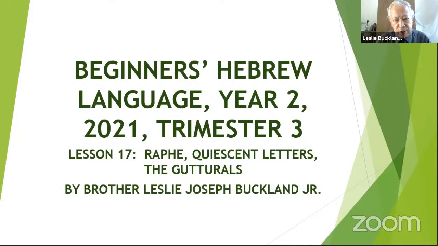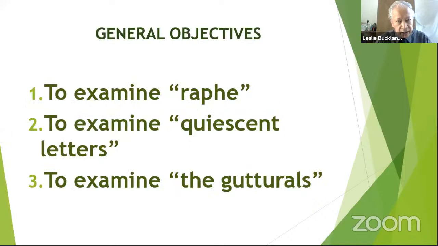We're looking at 3 different grammatical things that have to do with our Hebrew language: raphe, quiescent letters, and the gutturals. Each of these will be defined and illustrated. General objectives for this lesson are: 1, to examine raphe; 2, to examine quiescent letters; and 3, to examine the gutturals.